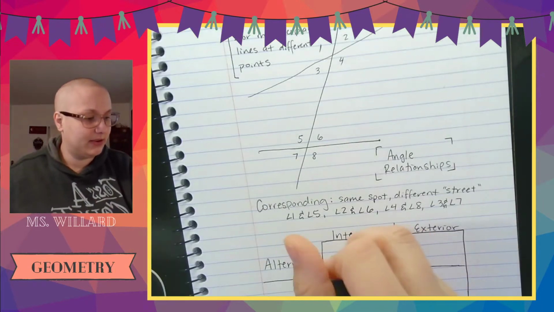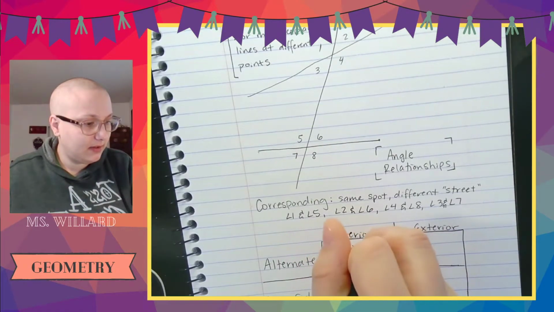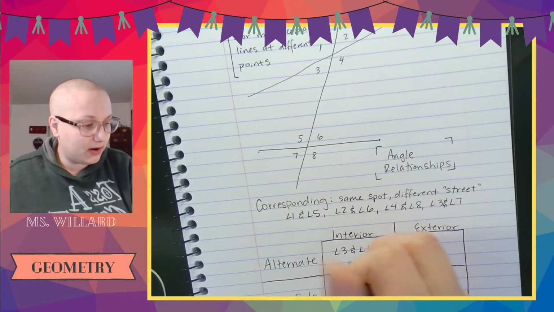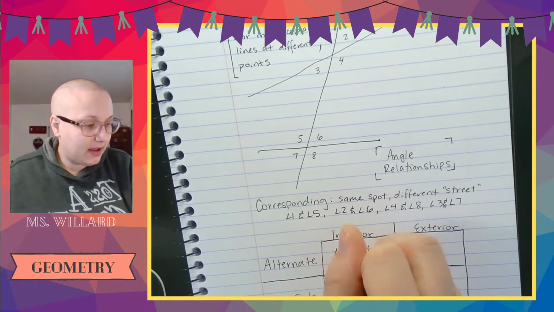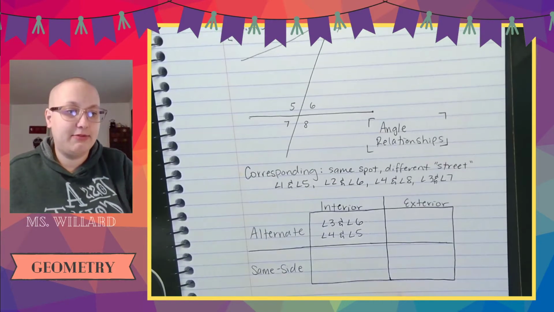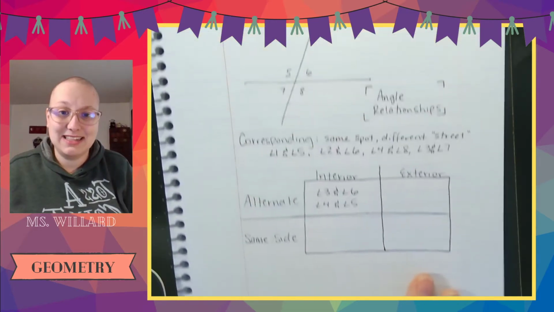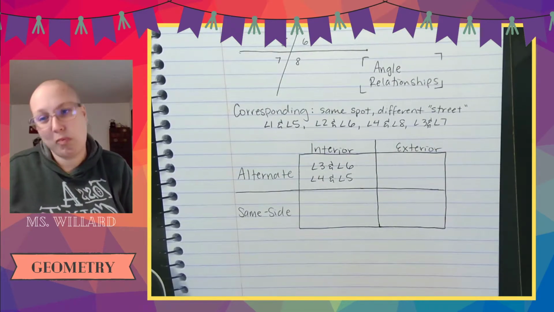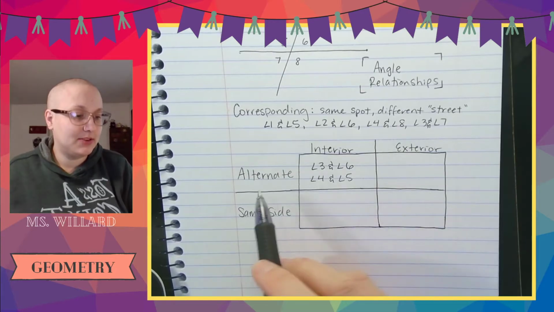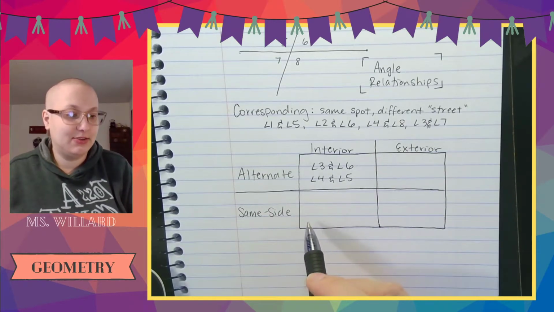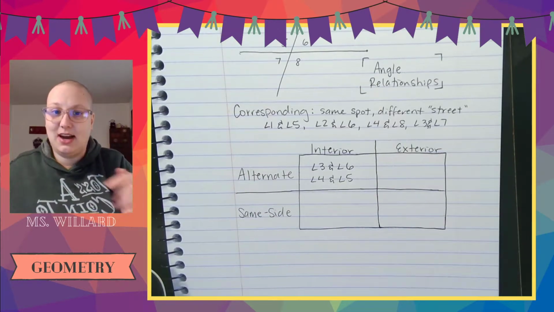So angle 3 and angle 6, or angle 4 and angle 5. Those are my 2 sets of angles that are alternate interior. Okay. They also could be same side interior. So they're on the same side of the tracks on the inside.